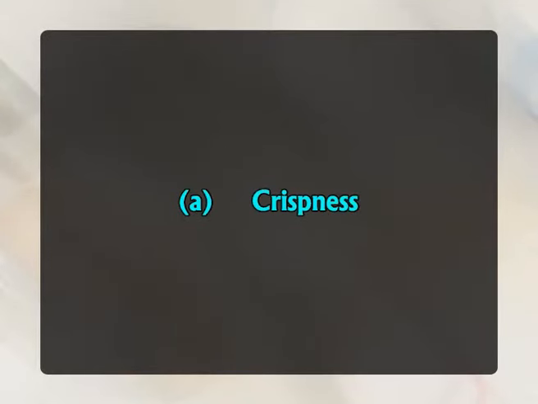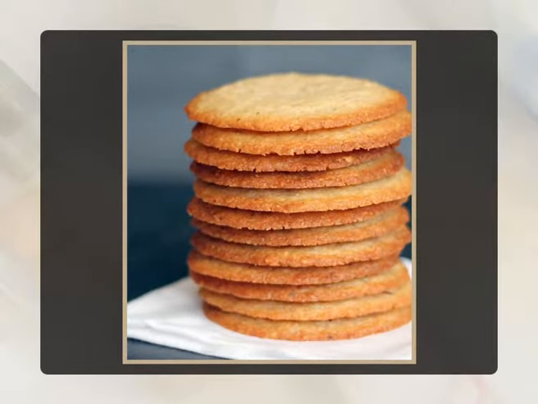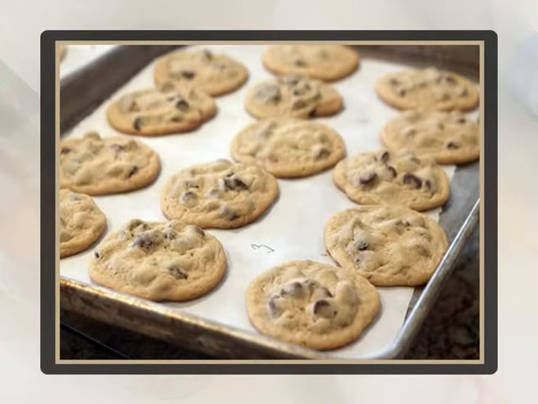A. Crispness. Cookies are crisp when they have low moisture. Factors which contribute to crispness are: number first, low proportions of liquid in the mix. Crisp cookies are made from stiff dough. Number second, high sugar and fat content. A large quantity of fat and sugar ingredients makes the dough crisp with low moisture content.